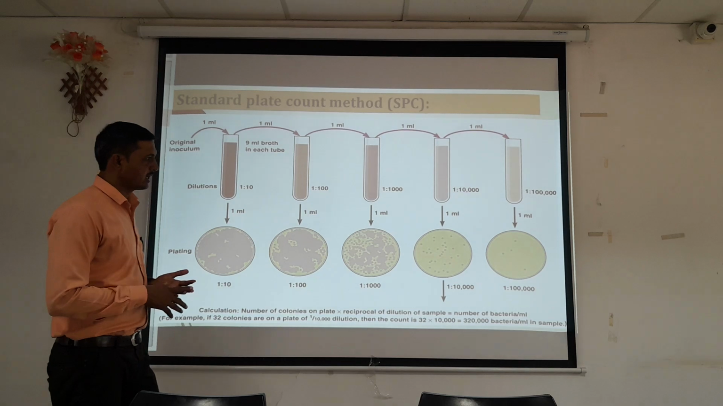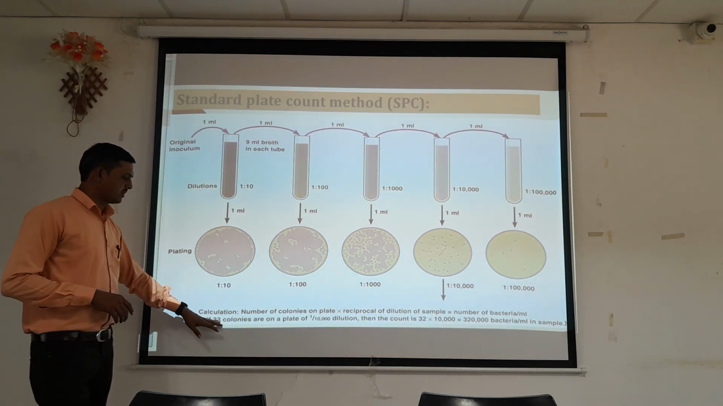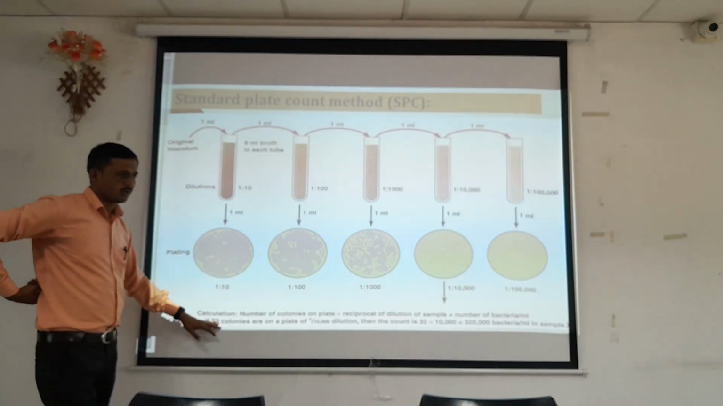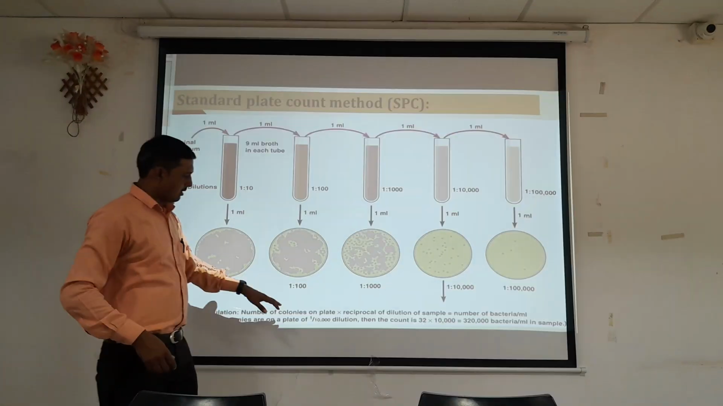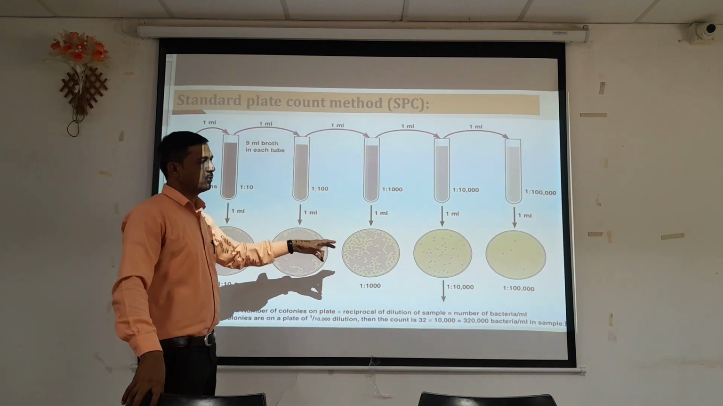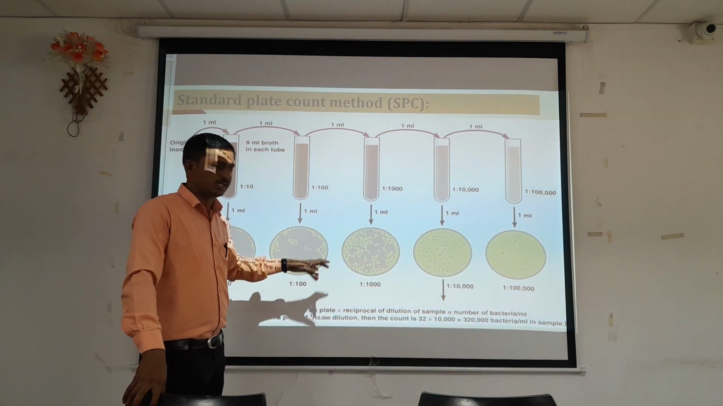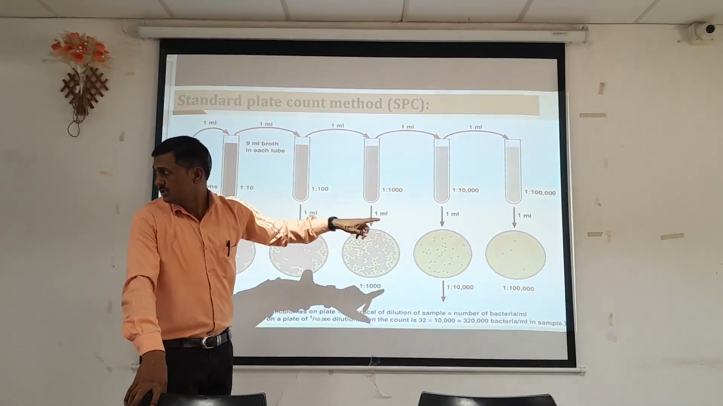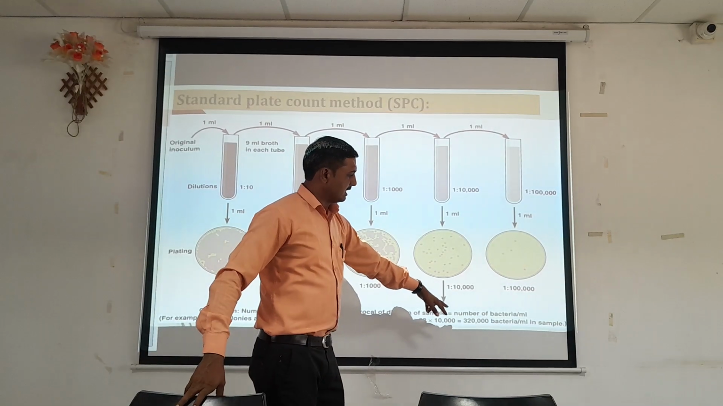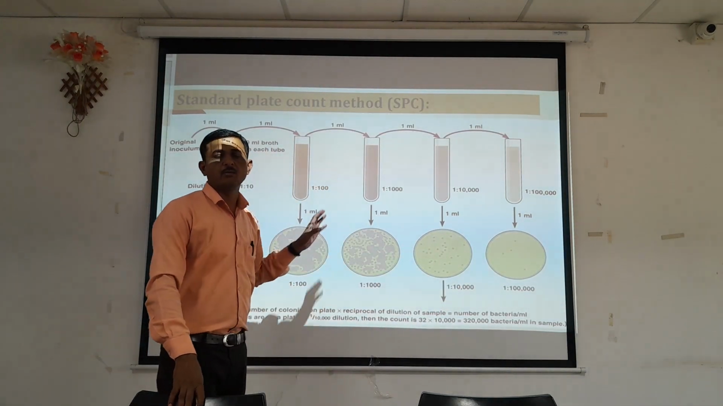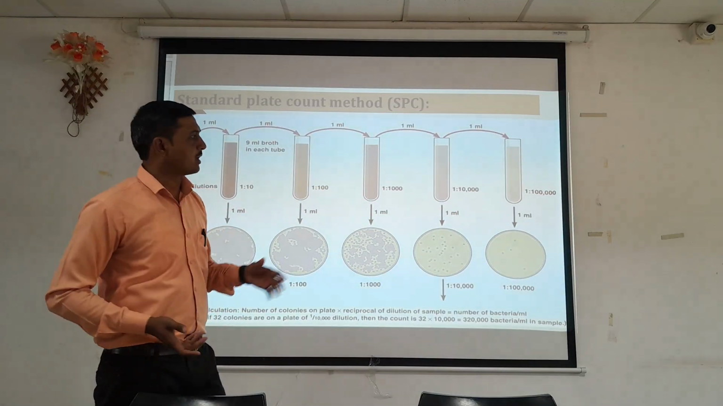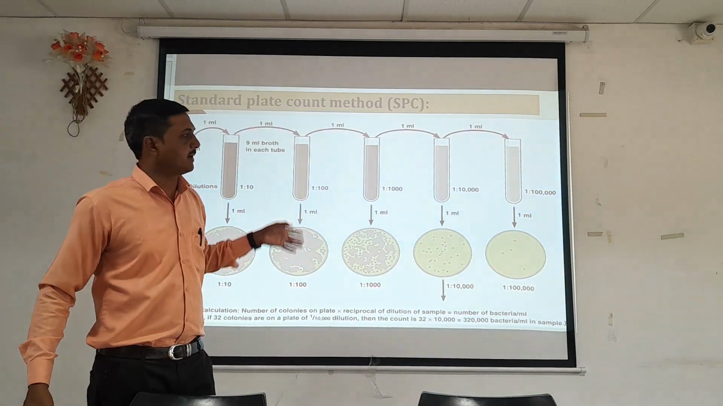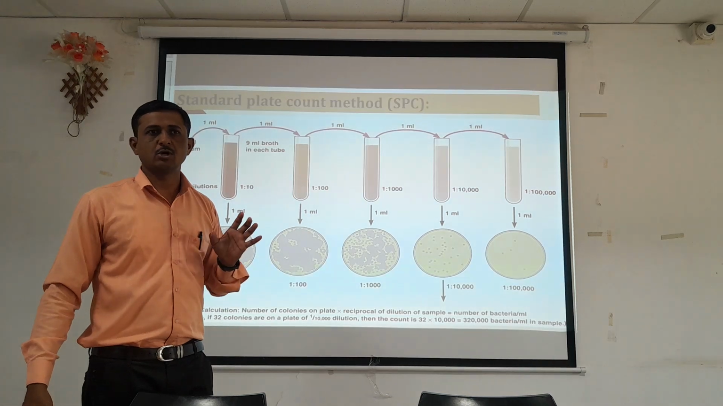Suppose we take an example. If 32 colonies are counted on the nutrient agar plate after 24 hours of incubation, and the dilution for which we have to calculate is 1:10,000, then 32 into 10,000 becomes 3,20,000 colonies per ml of water sample. By this way you can count the number of viable cells inside the water sample by using the standard plate count method. So that is all about SPC.